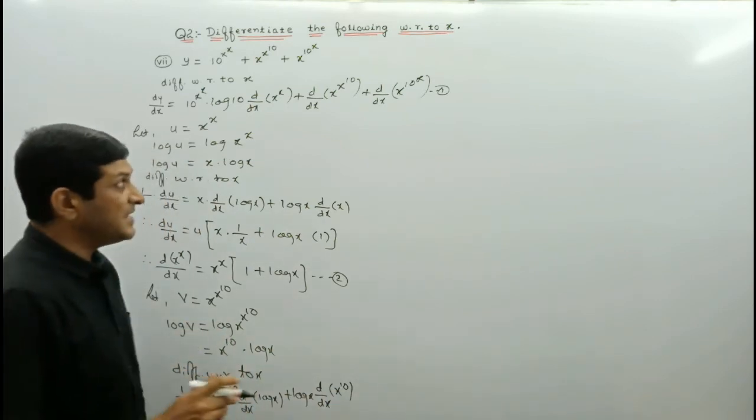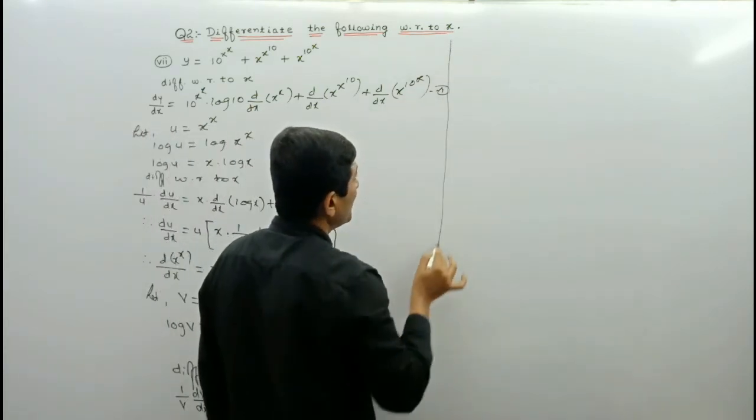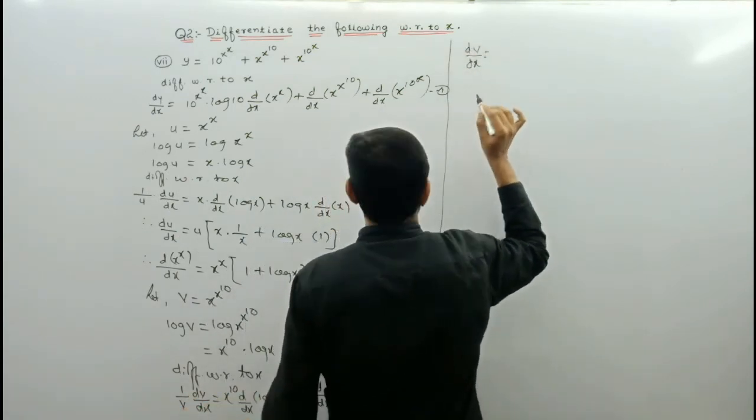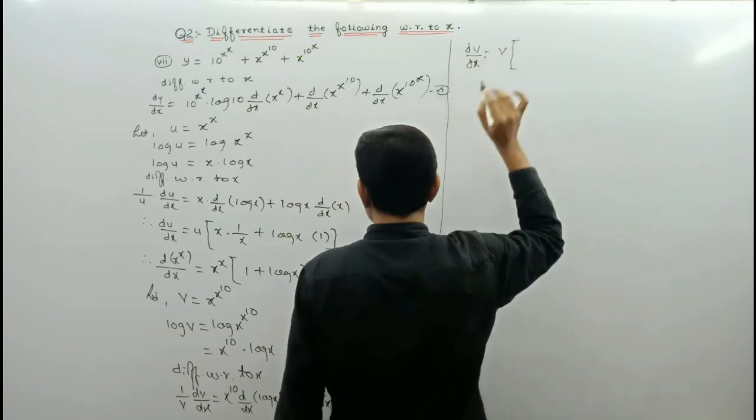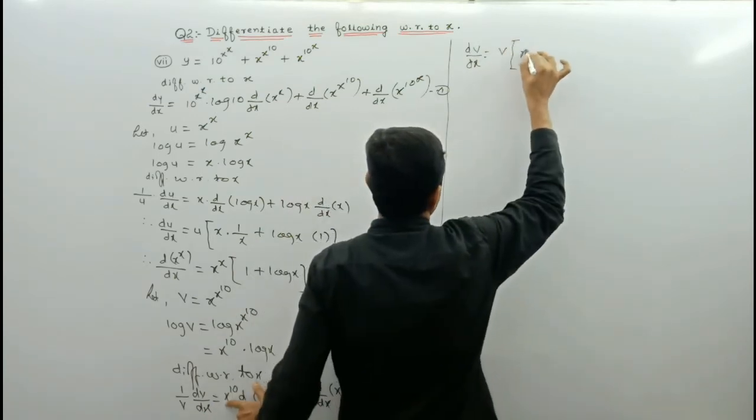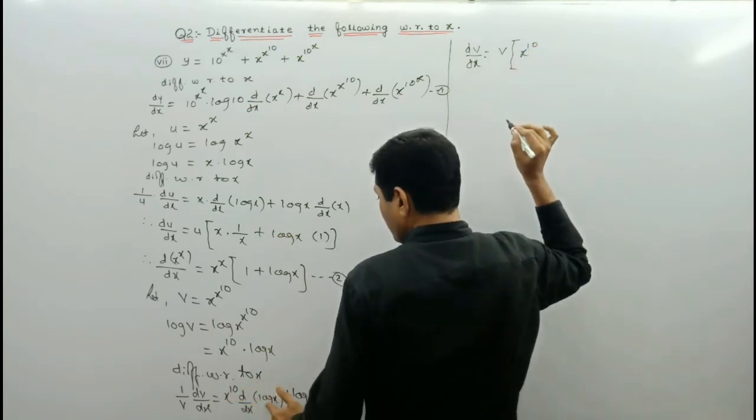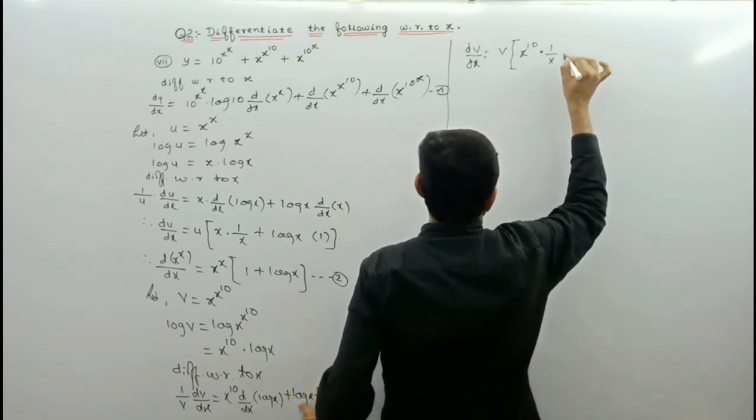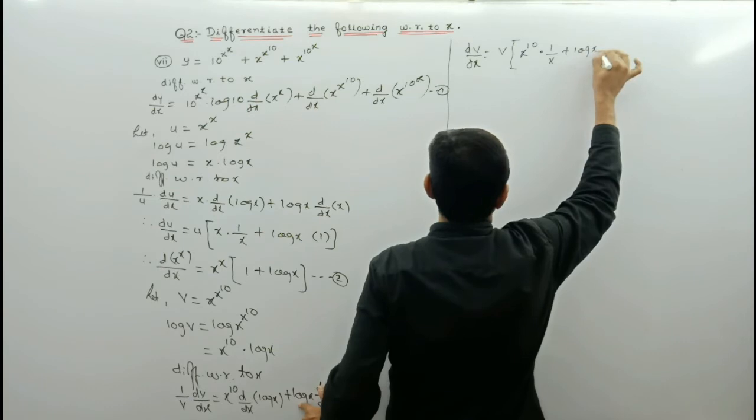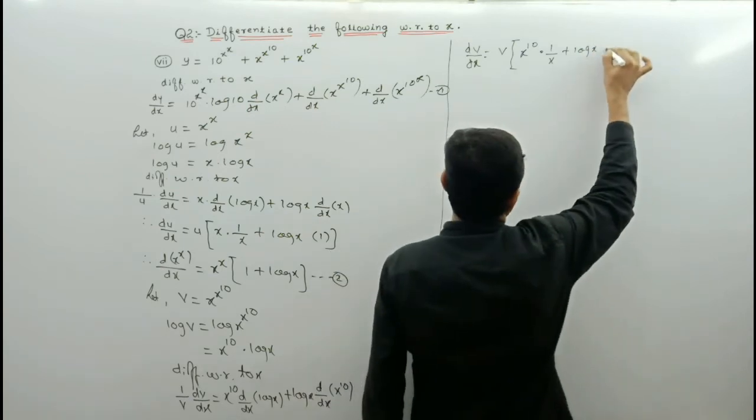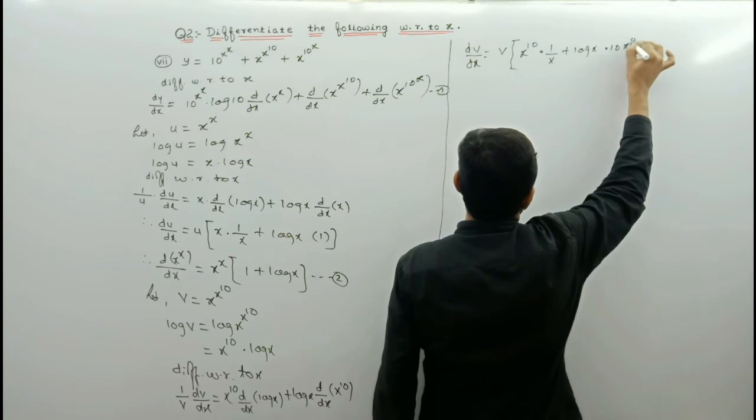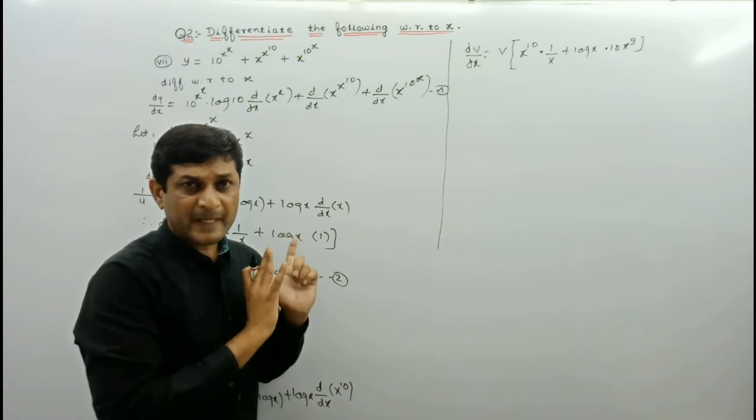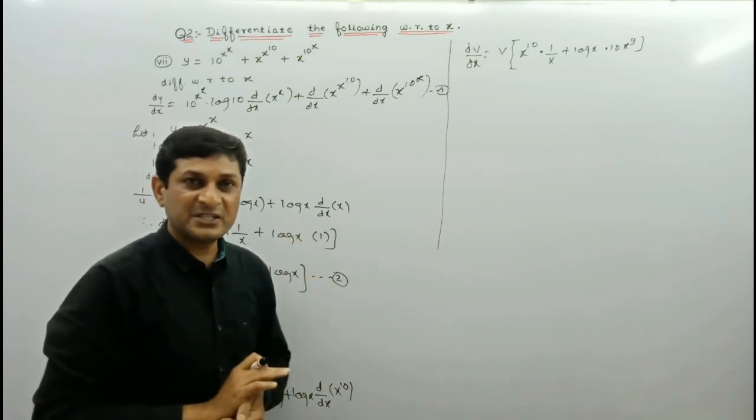On this side dv by dx, keep it as it is. V will get multiplied on this side. Observe it very carefully. On this side first term, x raised to power 10, as it is, and we are finding differentiation of log x. What is differentiation of log x? 1 by x, plus log x as it is, into derivative of x raised to power 10, which is 10 into x raised to power 9. Just simply we have taken power as a coefficient and decreased power by 1. Differentiation is completed. Now remaining part is just simplification.